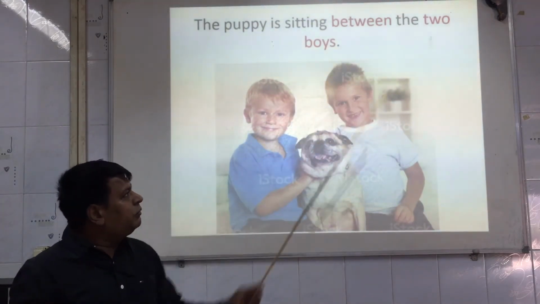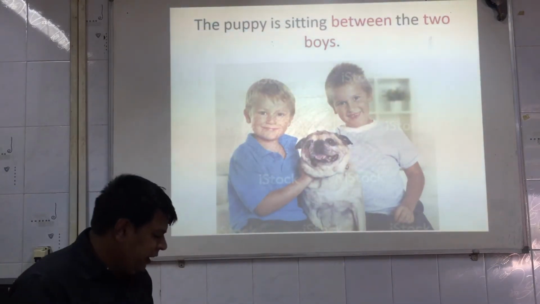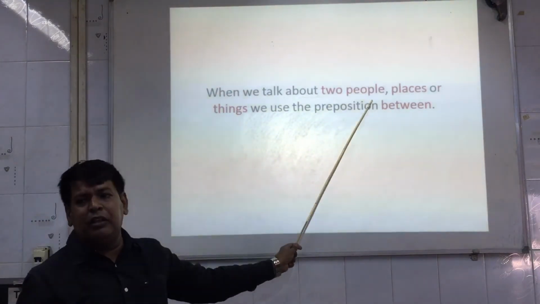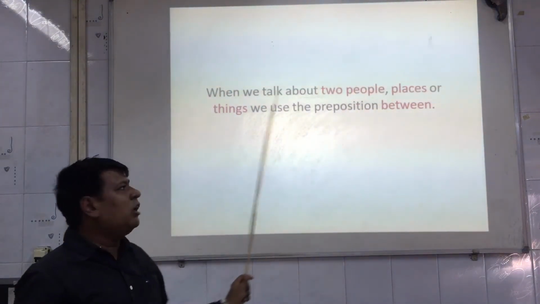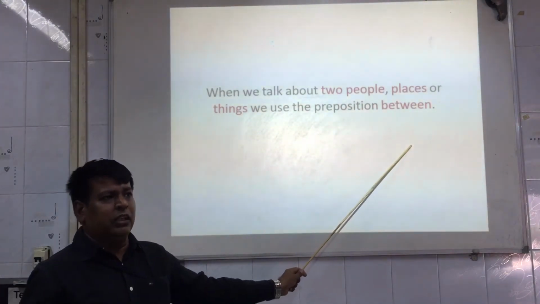So now see something different. When we talk about two people or two places or two things, we use the preposition between here. Understood, students?